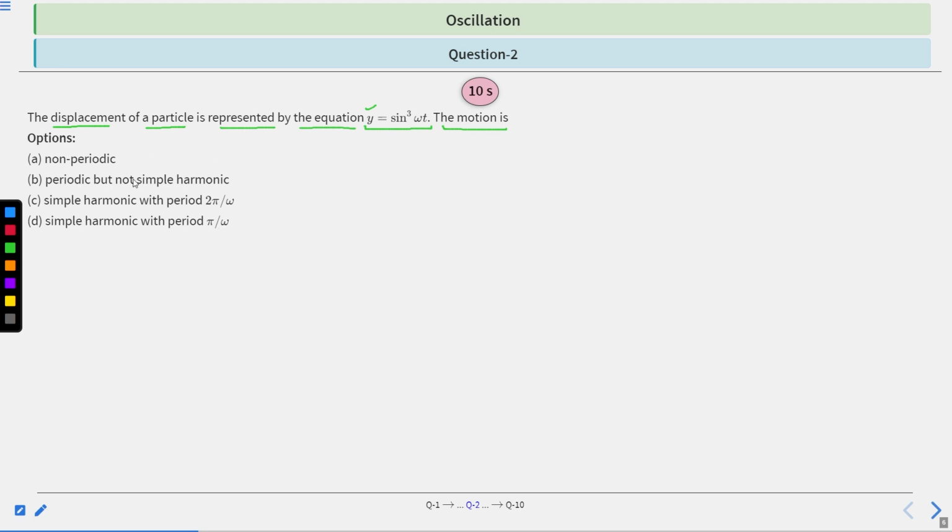Which option is correct? Option A, B, C, D. You have 10 seconds to solve this question. After 10 seconds, we will provide the solution.